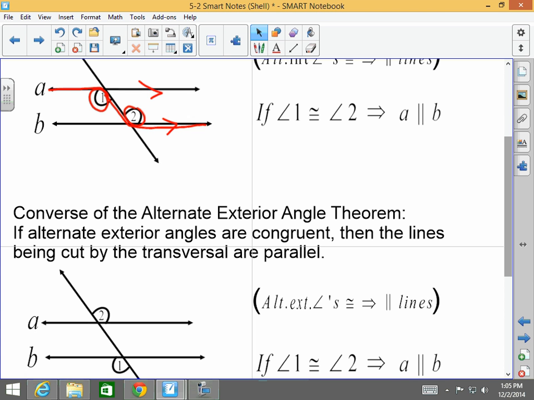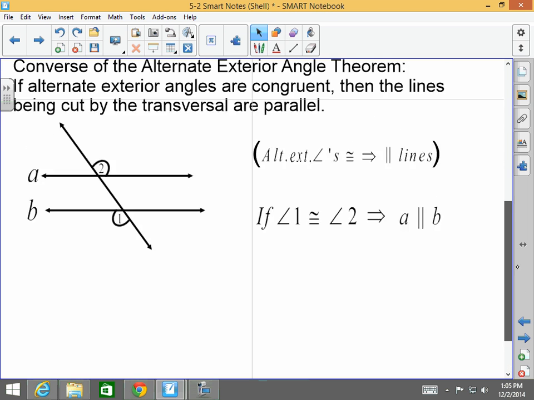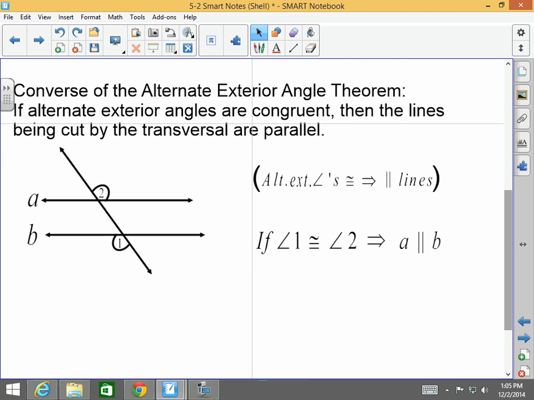So again, if alternate interior angles are congruent, then the lines being cut by the transversal are parallel. If alternate exterior angles are congruent, then the lines being cut by the transversal are parallel. And that's it for this page. Okay.